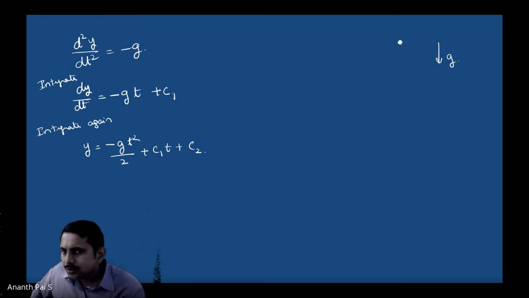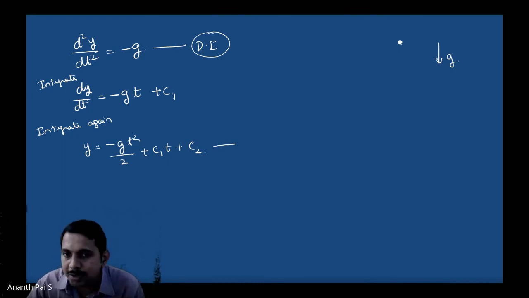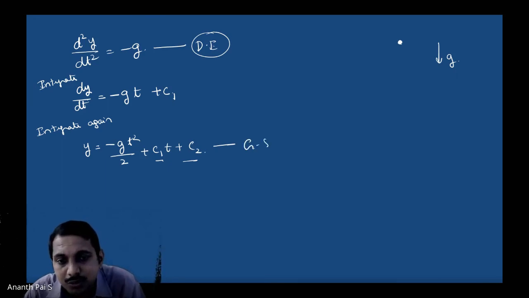Correct? Now, this is the solution. This y is equal to minus gt square by 2 plus c1t plus c2 is the solution to the differential equation. This is the differential equation. So the solution to the differential equation is this. How many constants are there? Two arbitrary constants actually. So what is this? This is the general solution.